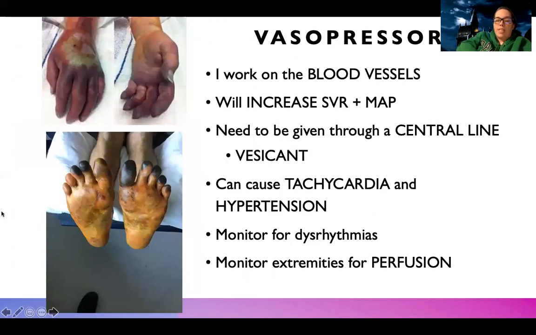So let's break each of these down. Vasopressors work on the blood vessels. They're going to increase my SVR. In other words, if I'm vasodilated and I don't have enough blood vessel squeeze, I need more squeeze. I'm going to use these to press blood vessels and increase not only my SVR, but probably my MAP too, or my blood pressure. These need to be given through a central line because they're a vesicant. And one of them, norepinephrine, used to be called Levophed, "leave them dead," because it would cause really bad tissue death to the fingers and the toes.